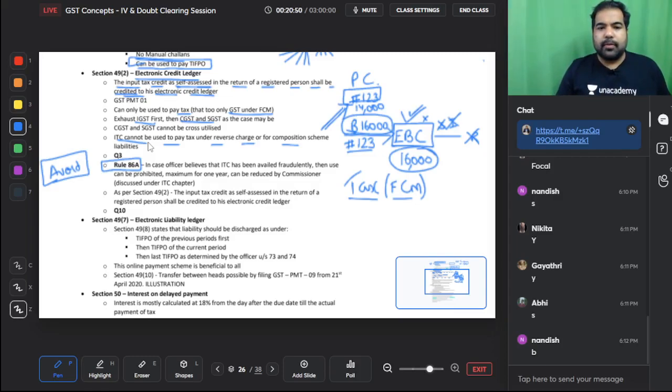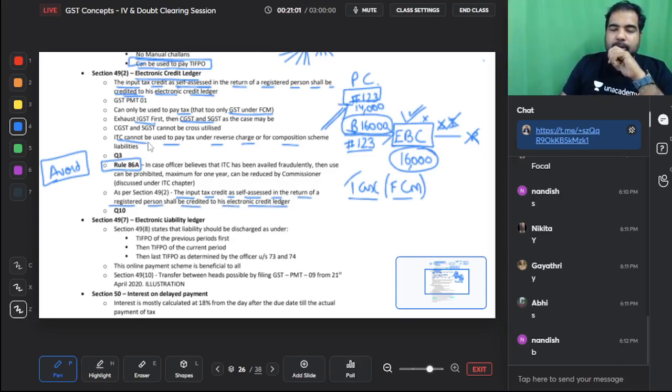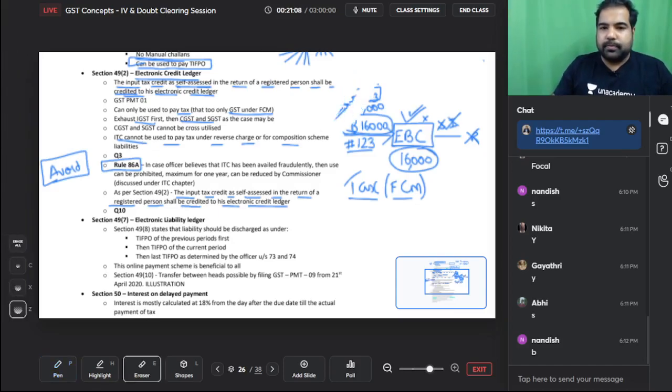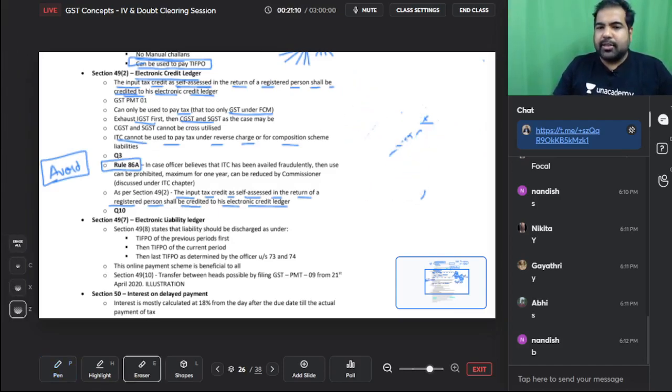Alright. And the input tax credit as self-assessed in the return of the registered person shall be credited to his electronic credit ledger. Whatever you self-assess, we will give it to you, no problem. But as long as, guys, the invoice should be uploaded. That is the credit ledger. Very, very simple. Nothing complicated in the credit ledger.